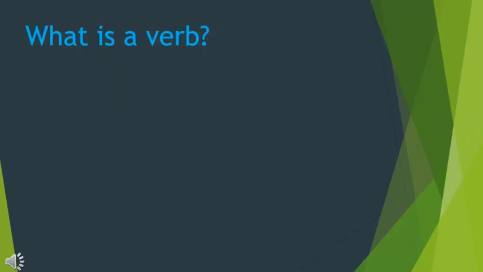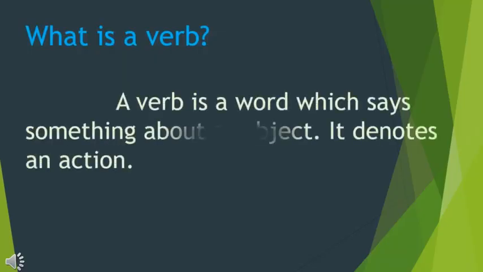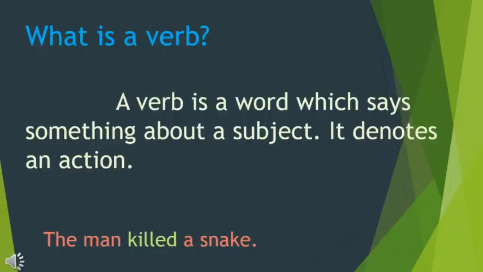What is a verb? A verb is a word which says something about a subject. It denotes an action. For example, the man killed a snake. What did the man do? He killed a snake. So, kill is an action. So, killed is a verb.